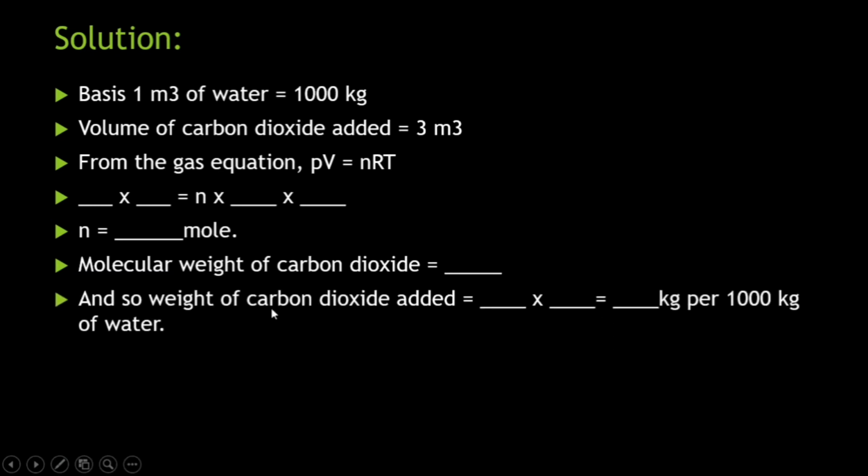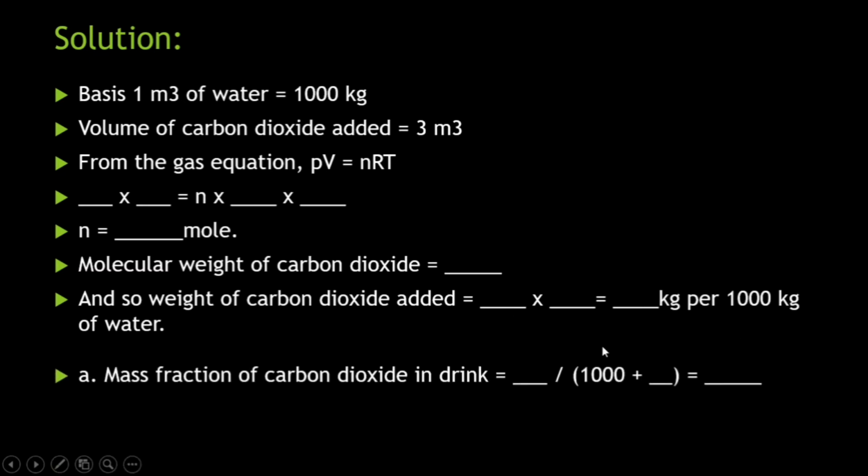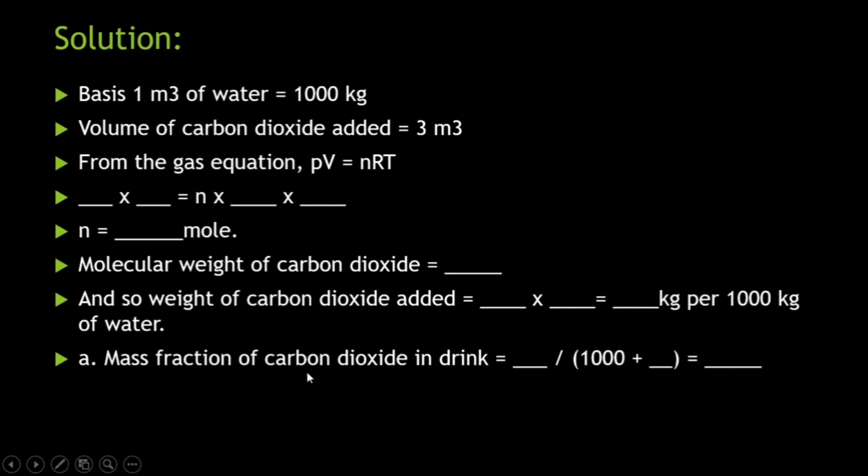Okay, so weight of carbon dioxide added would be simply the multiplication of the molecular weight and the number of moles that you have calculated from here. Once you multiply these two things, you get the weight of carbon dioxide. Then we need to find out the mass fraction of carbon dioxide in the drink. Now you have got the weight. You need to calculate the mass fraction of carbon dioxide. So I'll take the carbon dioxide divided by 1000 plus the weight of the carbon dioxide. So you get the answer.